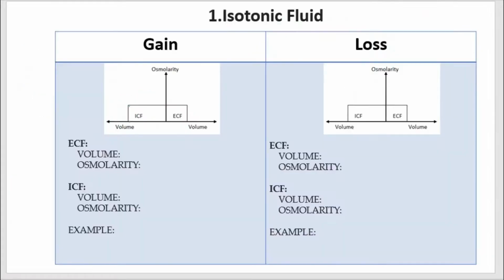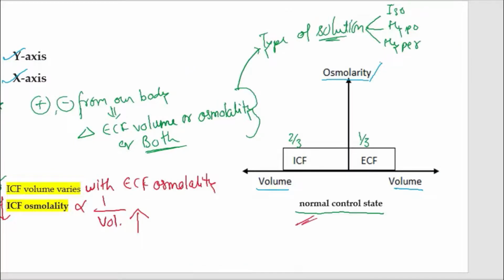Next, what happens when isotonic fluid is gained or lost from our body? What will be the change? This is the normal state Darrow-Yannet diagram, and in the further slides, if there is a change in the ECF and ICF volume or osmolarity, I will show a dotted line here.